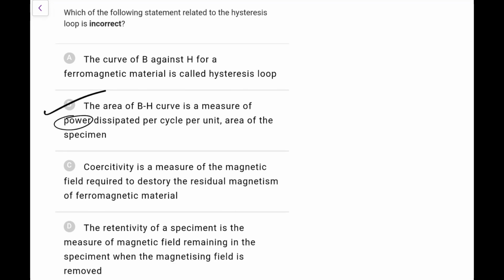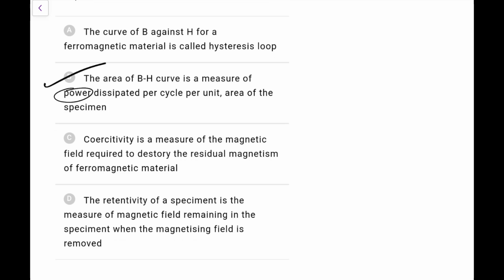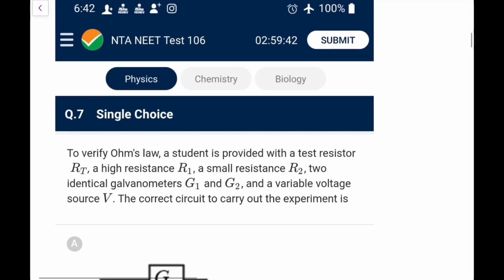Coercivity is a measure of the magnetic field required to destroy. Yes, retentivity is remaining in the specimen, so it is B. B looks like correct, but it is not correct, because it is the energy dissipated per cycle per unit area. Next one.